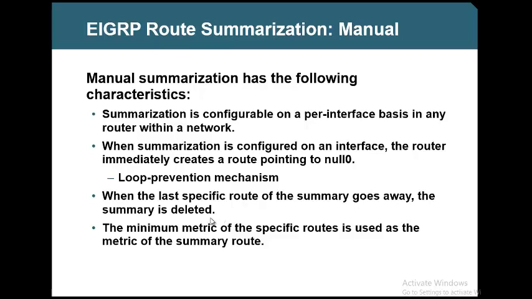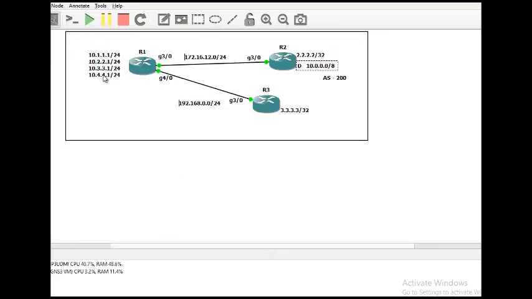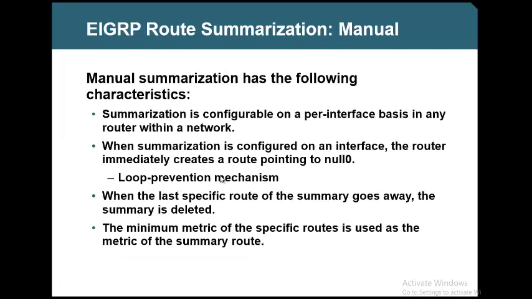Now, what is the metric? In our case, all these 4 are loopbacks. But in the real world, this may be one LAN, this may be another LAN, another LAN, another LAN. Each LAN may have a different metric. Now, which metric will be given to the summary route? Among these 4, the minimum metric. The minimum metric of a specific route is used as the metric of the summary route.